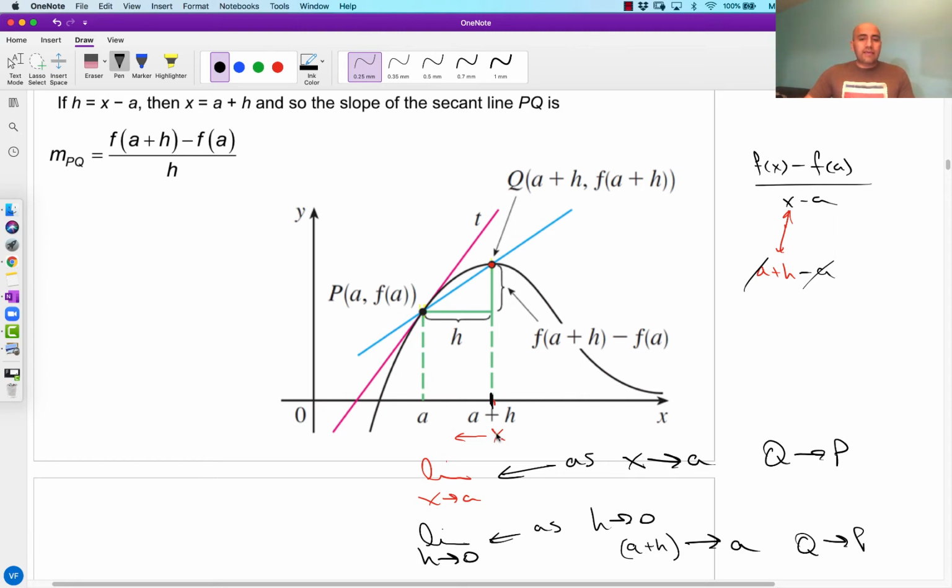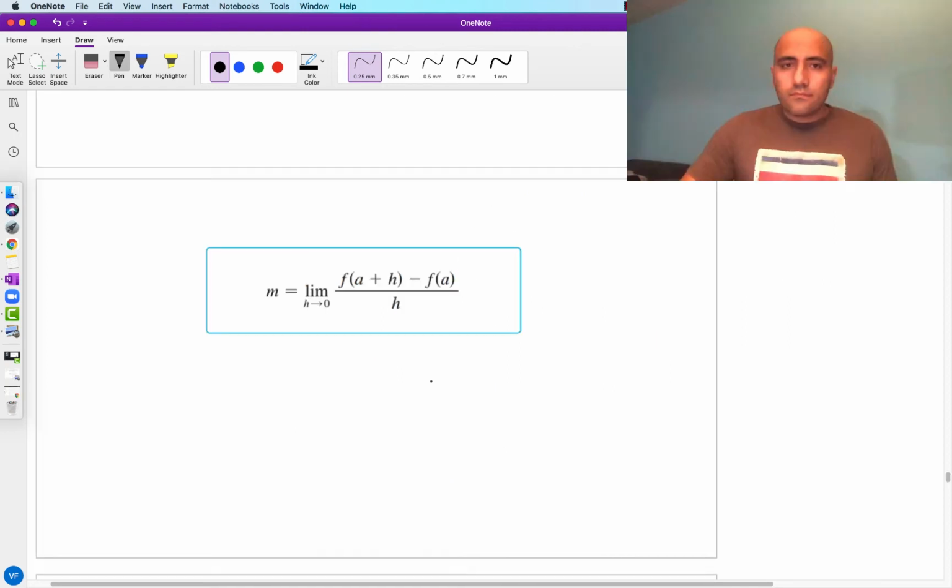The limit as x goes to a in this notation is the same thing as saying the limit as h goes to 0. It just simplifies things a little bit over here. Okay, so hopefully that change is manageable. Given this new notational style, we have a new formula for m, the slope of the tangent line. So let's do an example using this formula.